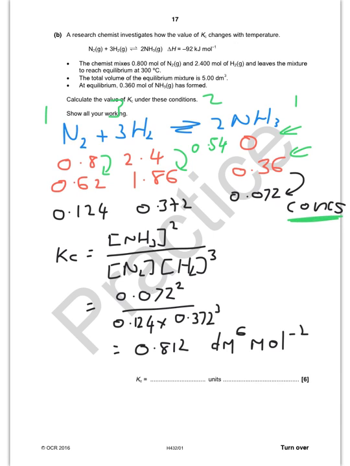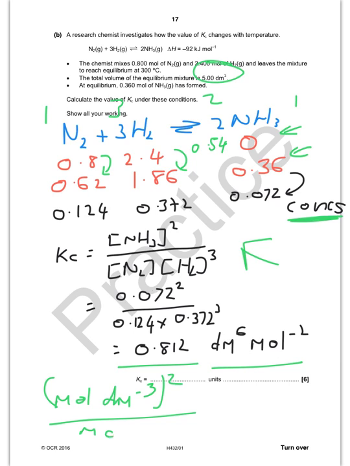You then have to convert that into concentrations by dividing by 5 decimeters cubed, which I've done. Pop that into your Kc expression and you find it to be 0.812. Now, in order to work out the units, you need to really substitute the units into the equation. You end up with moles per decimeter cubed to the power of 2 over moles per decimeter cubed to the power of 4. That's going to cancel, that's going to become squared, and so it's 1 over that, which gives you those units there.